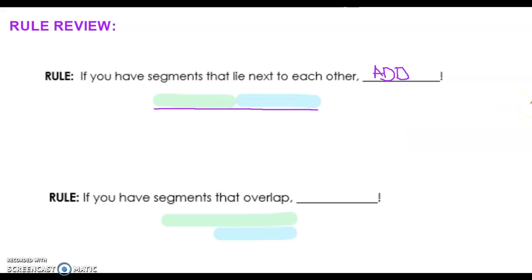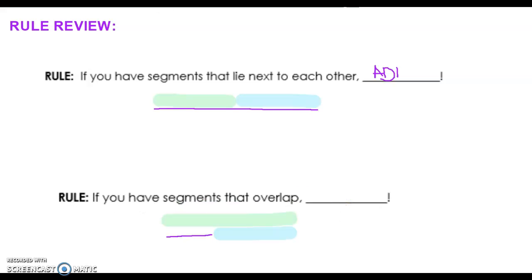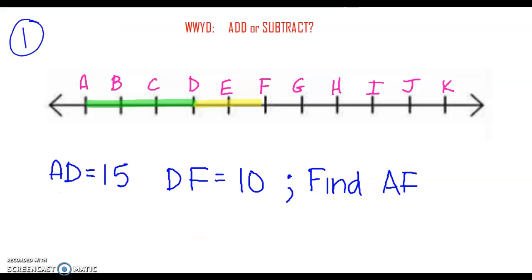And when you have segments that overlap, for example, they look like this in our examples that we did together, and you're asked to find one of the smaller sections, okay, but the highlighted ones, the information that you know overlapped, this would be the type of problem where you're going to subtract in order to find that missing segment value. Okay, so let's take a look at those answers from the what would you do, add or subtract, and kind of go the whole way through it.